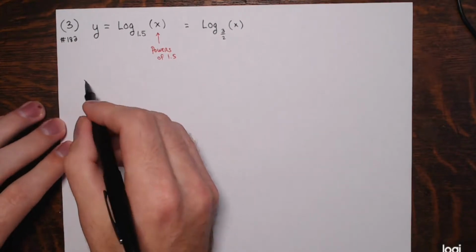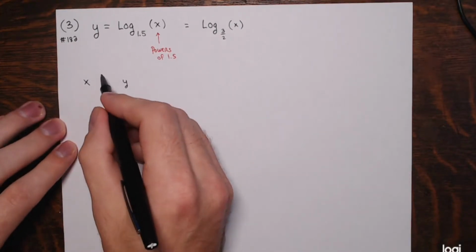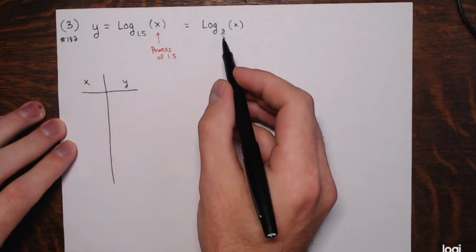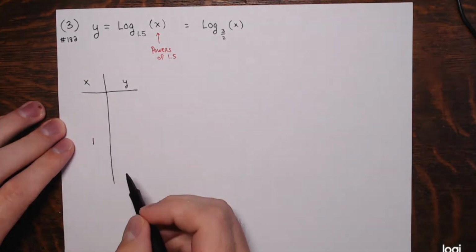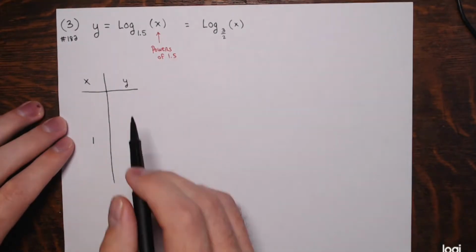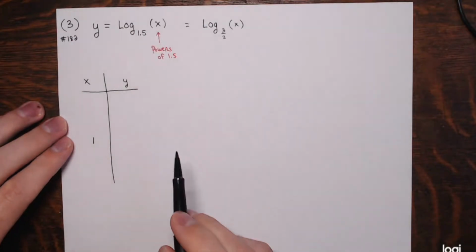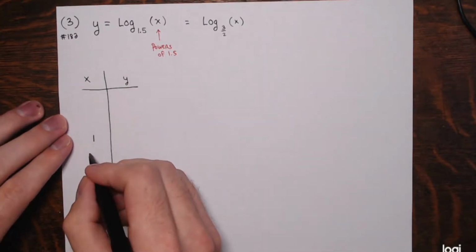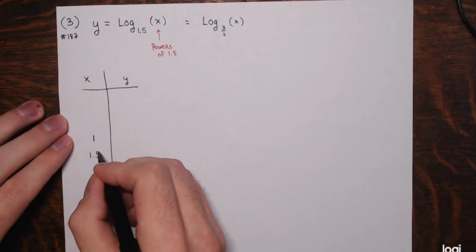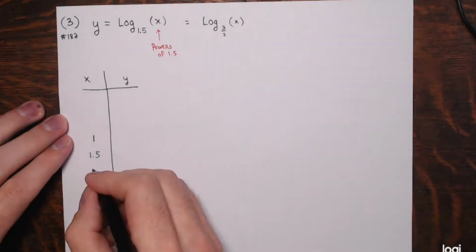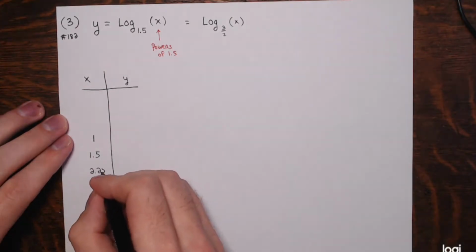Okay, so I'm going to make a little table. And then, anything to the 0 power is 1, so I'm going to plug in 1. And again, I have to plug in positive numbers for x here. The number inside the log has to be positive. Now, 1.5 to the first power, 3 halves to the first, that's 1.5. 1.5 to the second power, that's 9/4, or 2.25, and so on.